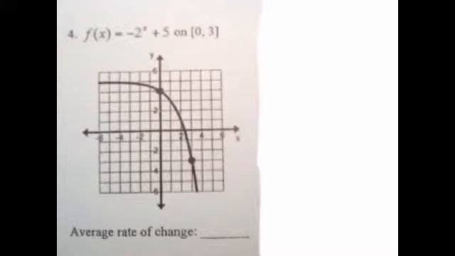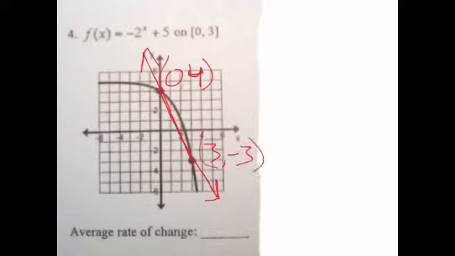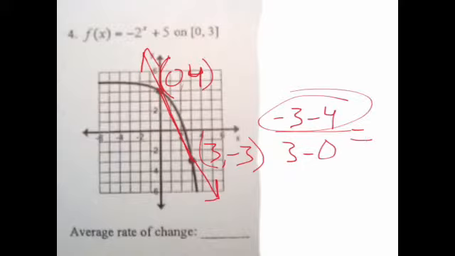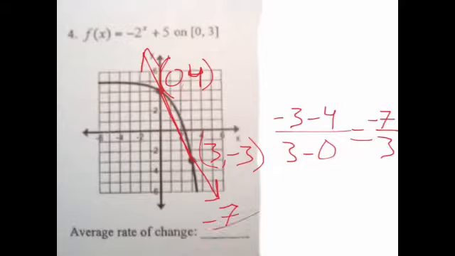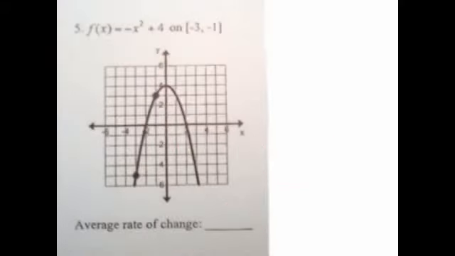Moving on to 4. You want to do it between 0 and 3, these points that are already listed there. The coordinates over here are 0, 4, and the coordinates over here are 3, -3. To get your difference in y's, you do -3 minus 4, and then 3 minus 0 to get the difference in x's. That's my rise, there's my run. It's going to give me -7 over 3, so that's my average rate of change. It doesn't simplify. It's just -7/3.